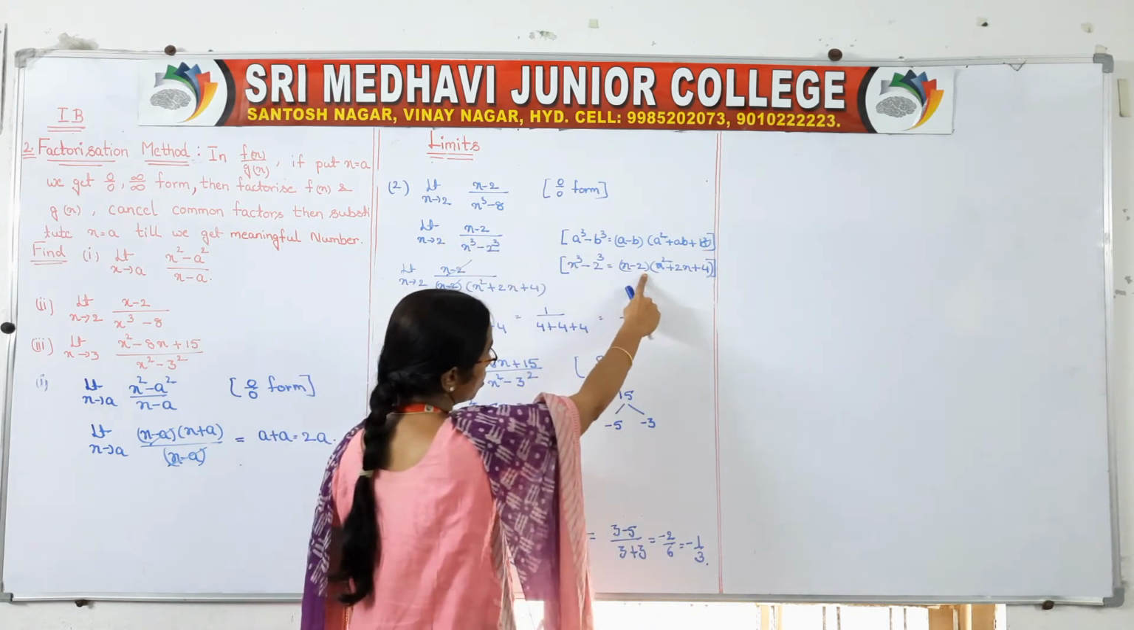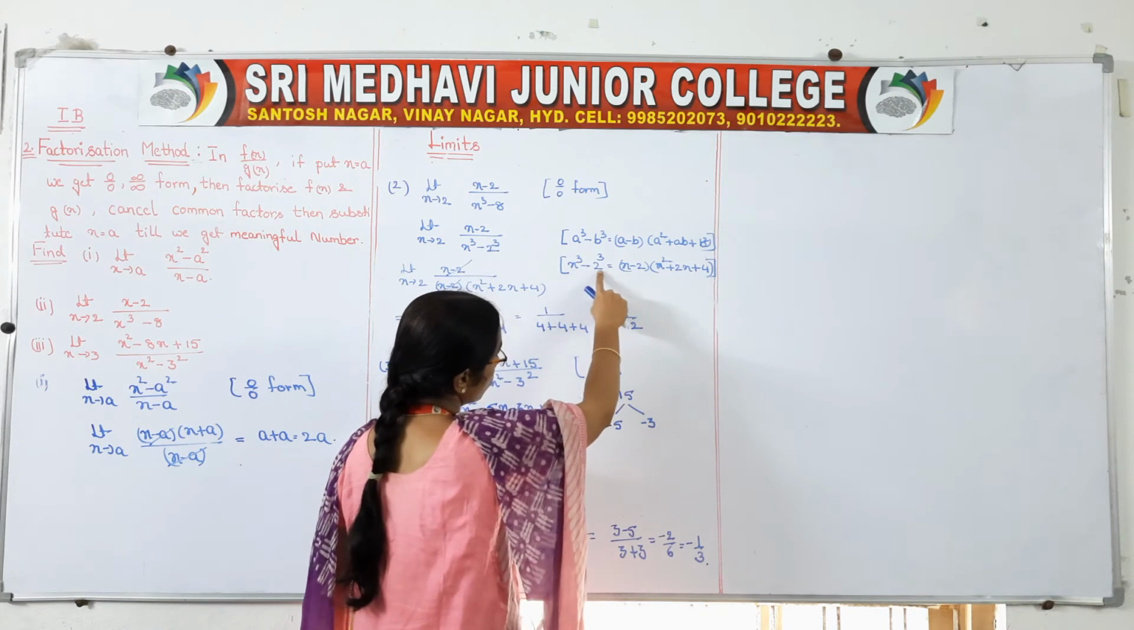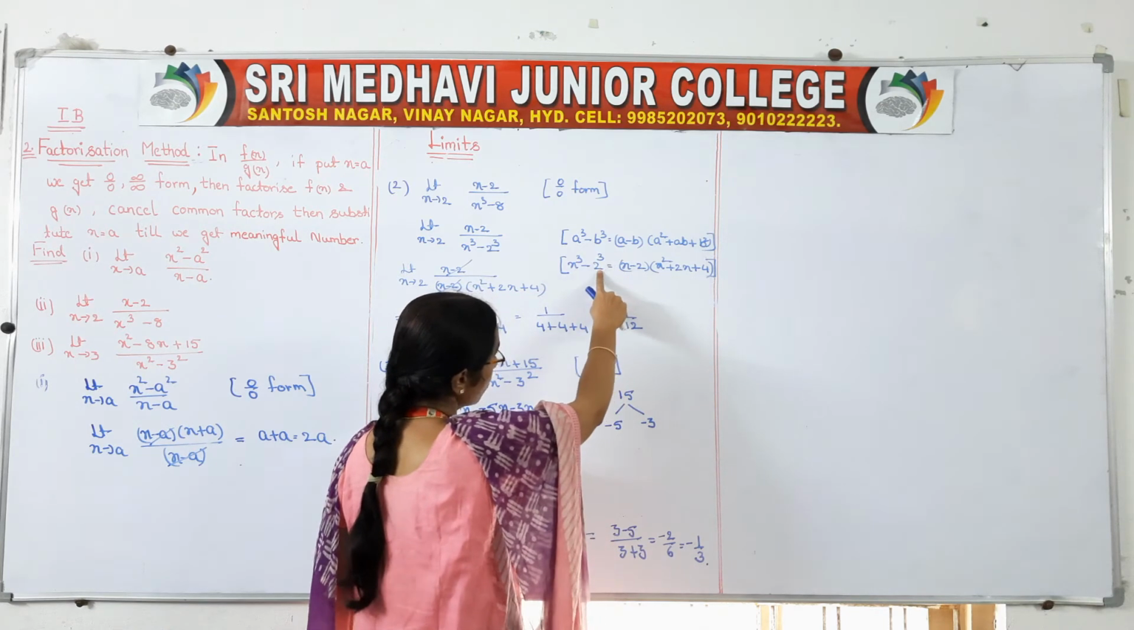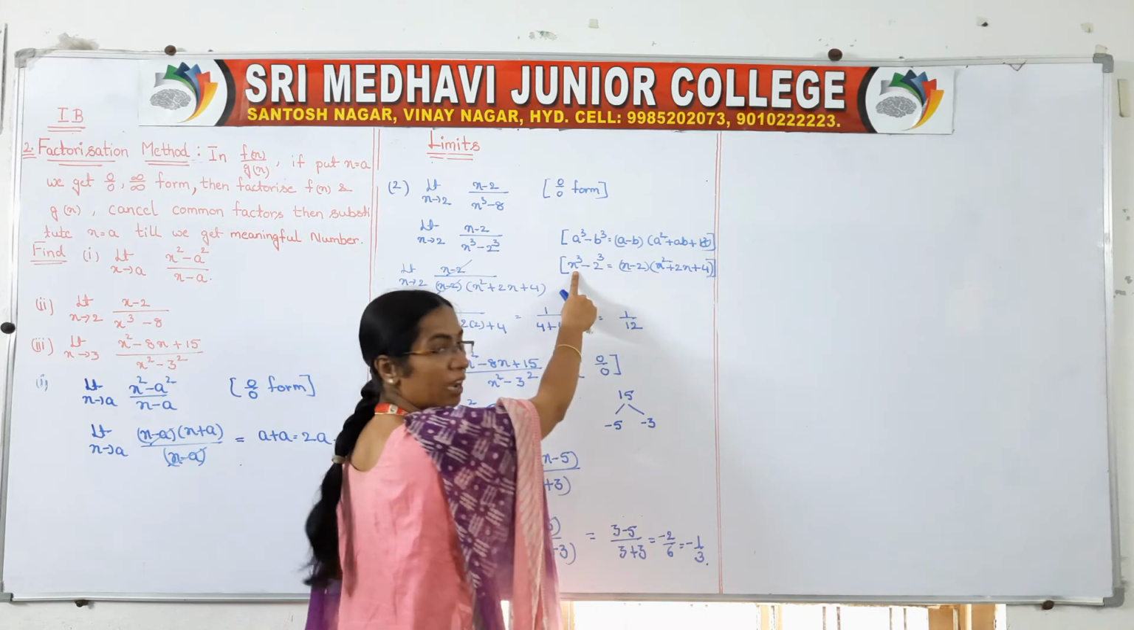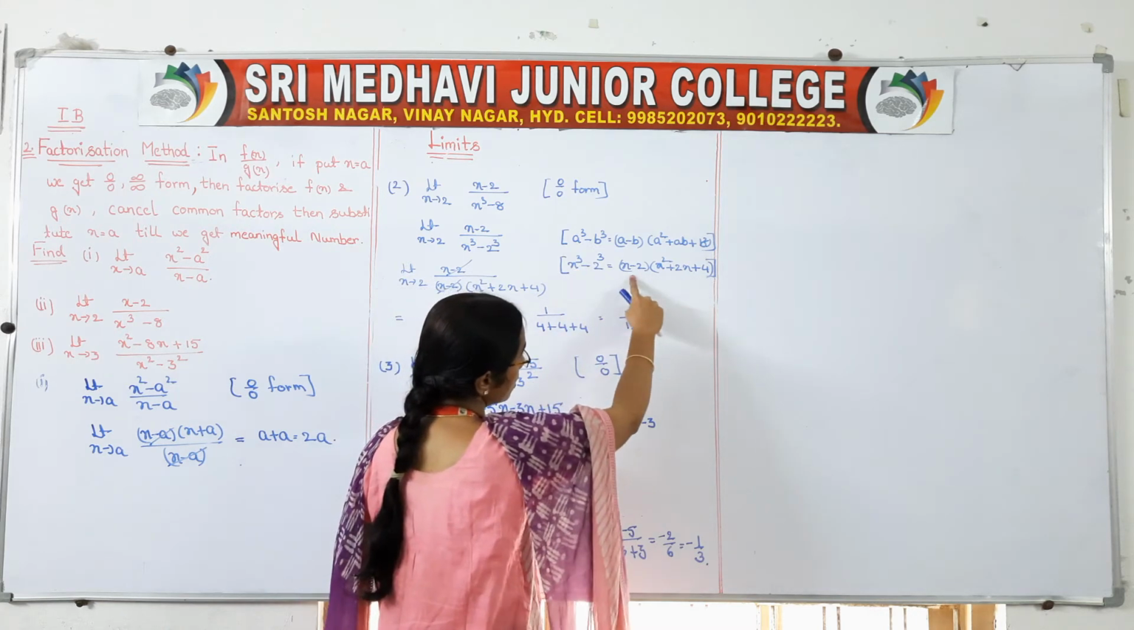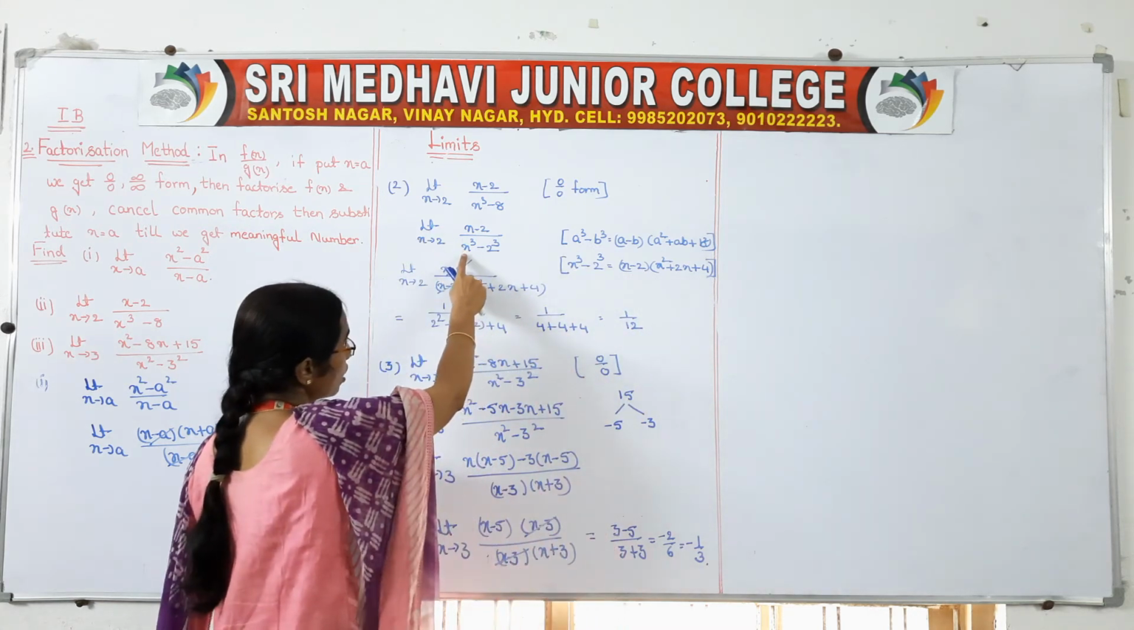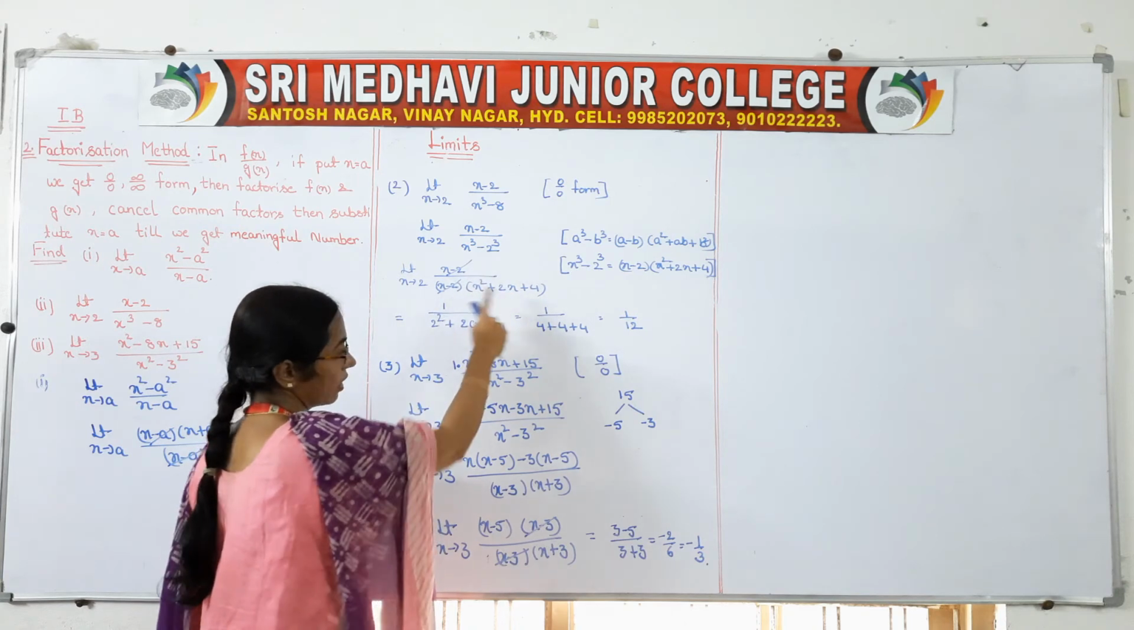So just to substitute the values, x cube minus 2 cube. Instead of b, we are having 2. Instead of a, we are having x. So this is the formula. So instead of x cube minus 2 cube, we have taken that one.